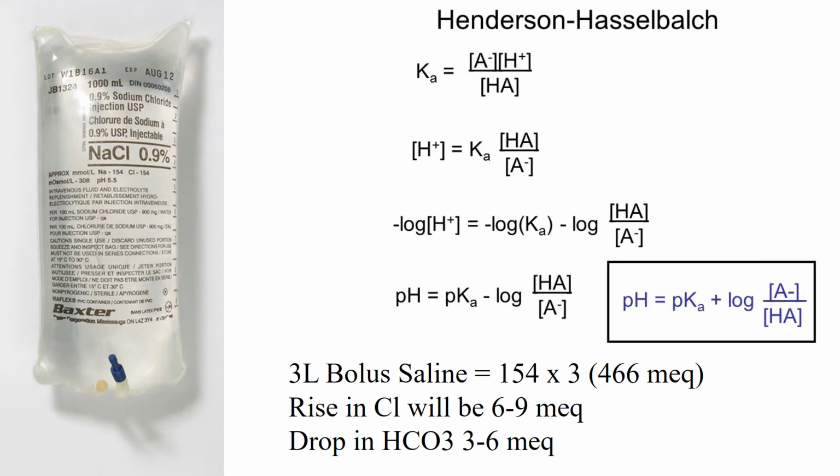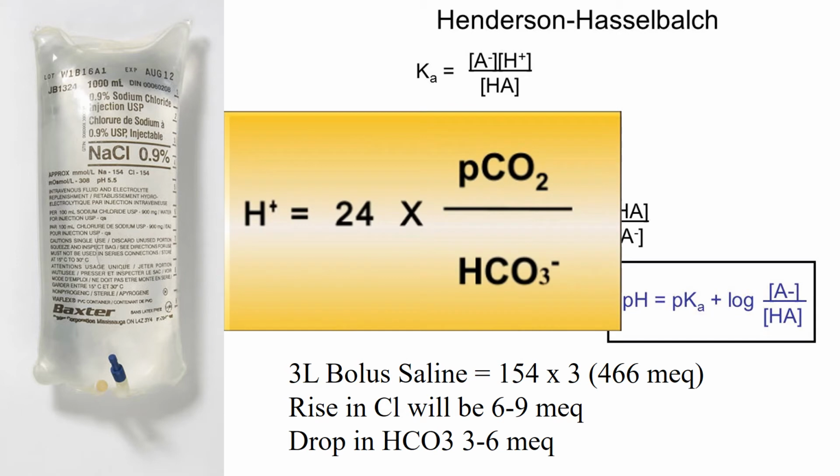If you apply the Henderson-Hasselbalch equation here, I'm not going to go through the complicated equation, but remember that formula: the rise in PCO2 will give you a high hydrogen, and a loss of bicarbonate concentration here is what is giving you a predominant acidosis in this condition of non-anion gap metabolic acidosis.